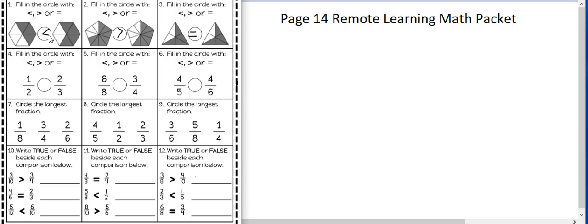All right, so fill in with less than, greater than, or equal to. There's a couple ways to do this. Real quick and easy, you can just compare to 1/2. This one is 1/2, and this one is greater than 1/2. So 1/2 is less than 2/3. Again here, they're both greater than 1/2.